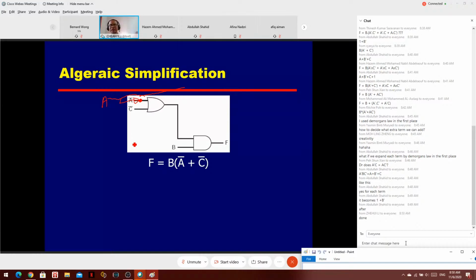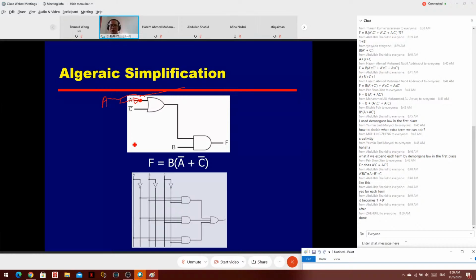So if you notice the gates look like this, but the original one looks like this, which is more complicated, no? So with algebraic simplification, we have managed to simplify the function, and that also reduces the complexity of the circuit. You don't have to have so many gates in your solution, right?